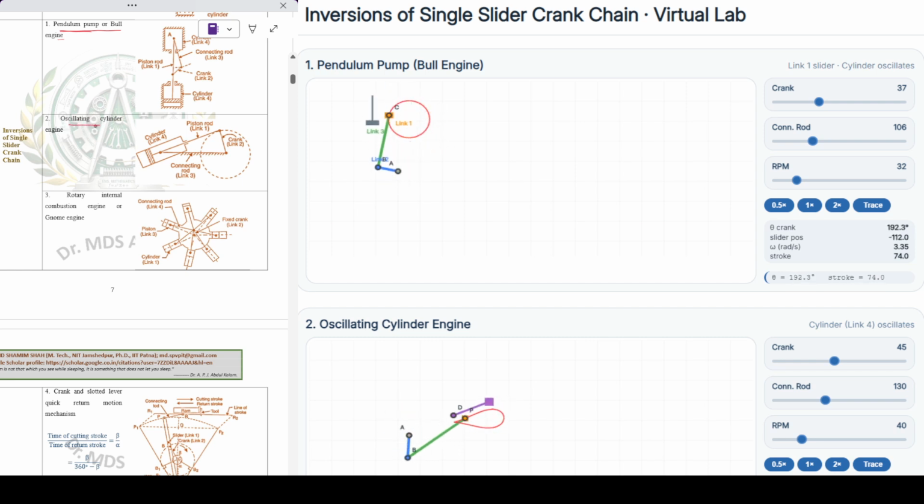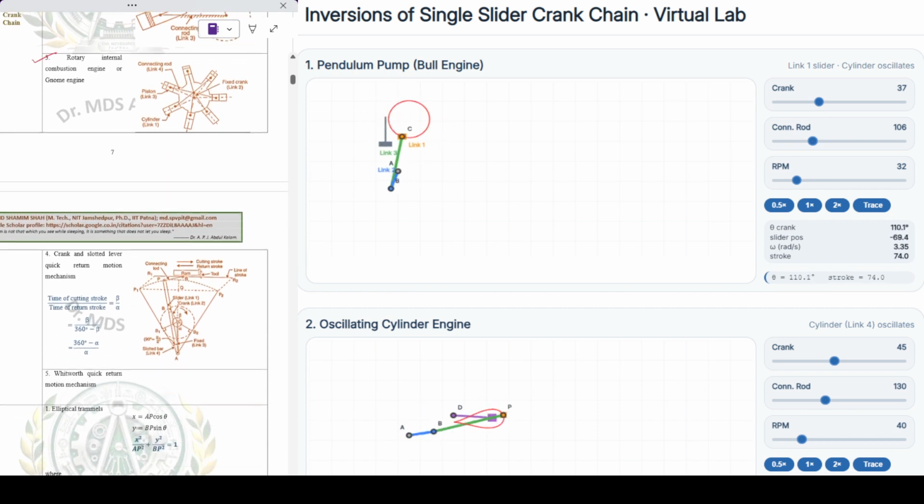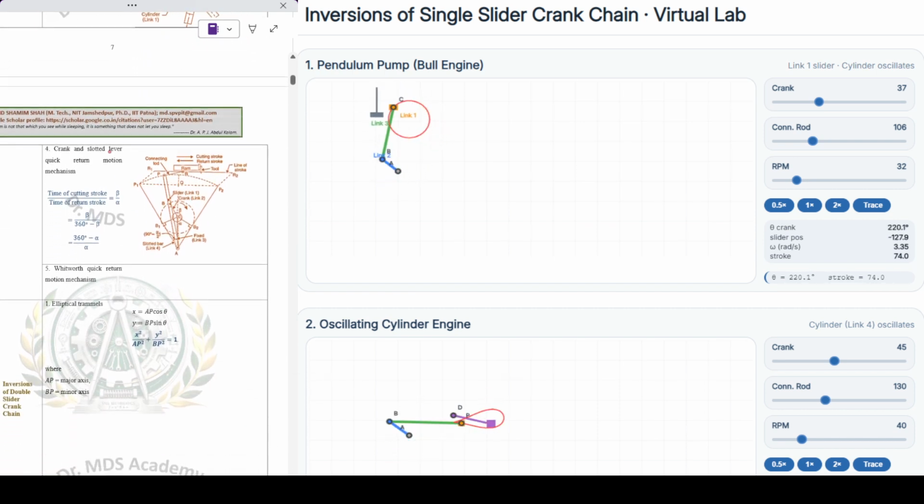Second is the oscillating cylinder engine, and third is the rotary internal combustion engine. The fourth one is the crank and slotted lever quick return mechanism. And the last, which we sometimes consider in the single slider crank chain, is known as Whitworth quick return mechanism. This is less common. One by one we are going to see how the motions take place. See the first one.